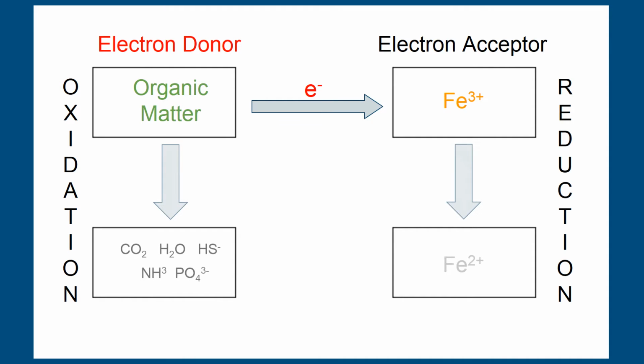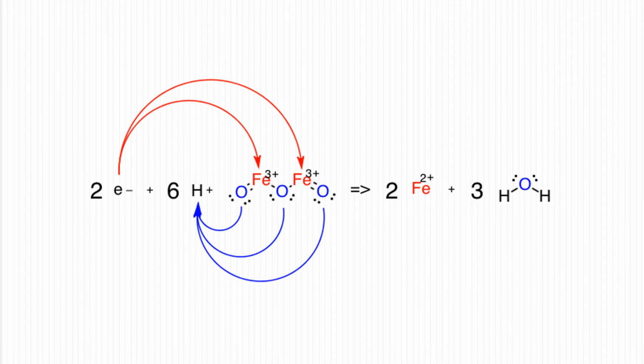In this anaerobic respiratory scheme, organic matter is the electron donor, and iron 3+ serves as the electron acceptor. Byproducts of the oxidized organic matter are carbon dioxide, water, bisulfide, ammonia, and phosphate. The byproduct of the reduced iron 3+ is iron 2+. Since reduction is an anaerobic process, oxygen is not the electron acceptor. Iron becomes the electron acceptor and oxygen becomes the electron donor.